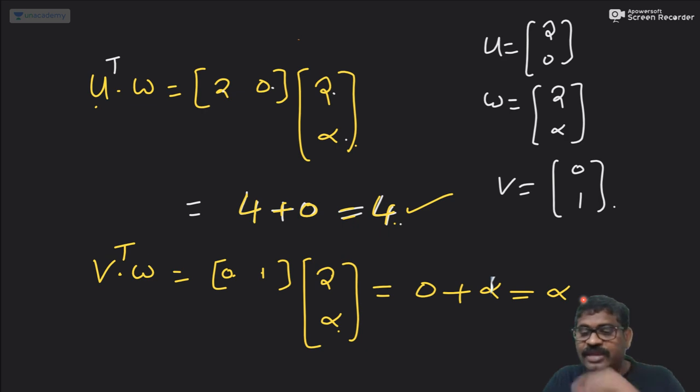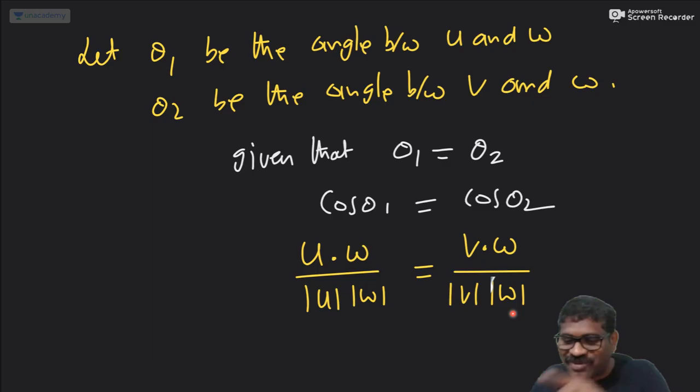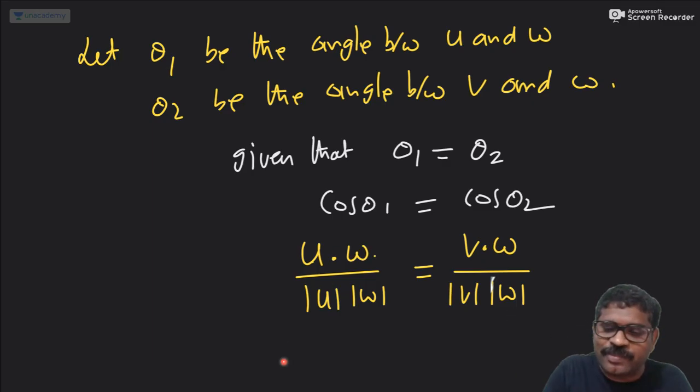Sir, why have you calculated the dot product? He has mentioned that W bisects U and V. That's why the angle between U and W and the angle between V and W are equal. That's why I have taken theta 1 as the angle between U and W, theta 2 as the angle between V and W. Therefore, theta 1 equal to theta 2, cos theta 1 equal to cos theta 2. Cos theta 1 is nothing but U bar dot W by mod U bar into mod W, equal to V bar dot W by mod V bar into mod W bar. Got it? Understood?